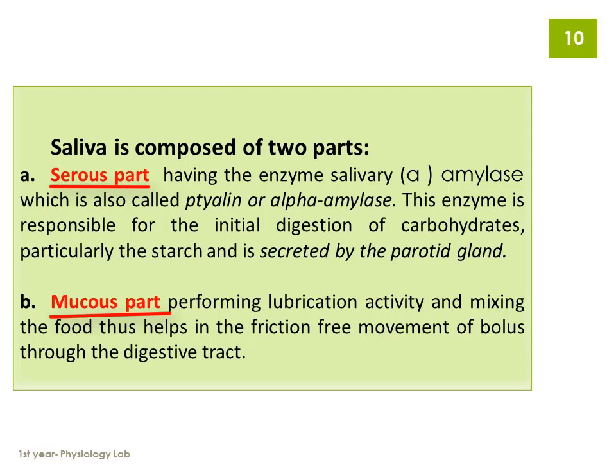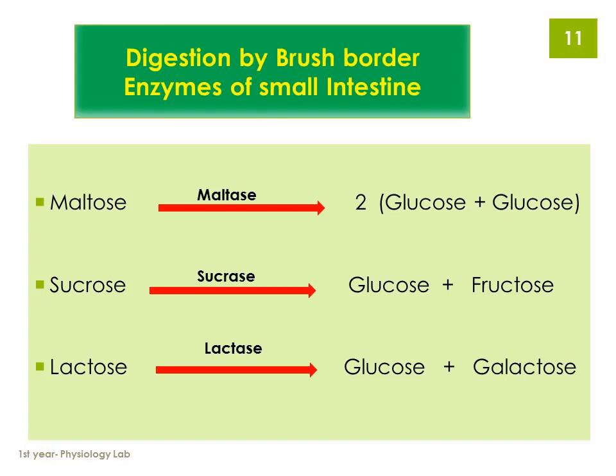Digestion of carbohydrates is completed at the level of brush border of small intestine by the action of enzymes leading to conversion of disaccharides into monosaccharides. For example, maltose is converted into two molecules of glucose, and sucrose is converted into glucose and fructose.